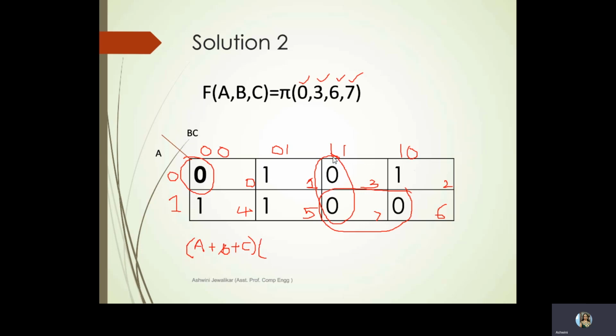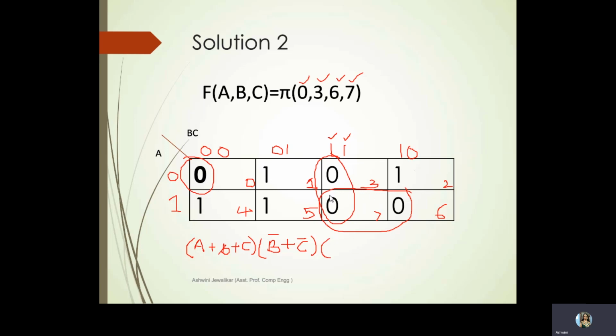Then the second max term will be for these two zeros, which we group together: B is 1 and C is 1. So you need to take the complement here. Right? So this becomes B bar or C bar. Okay.